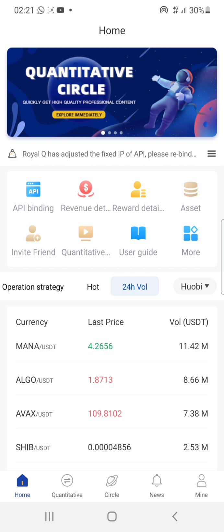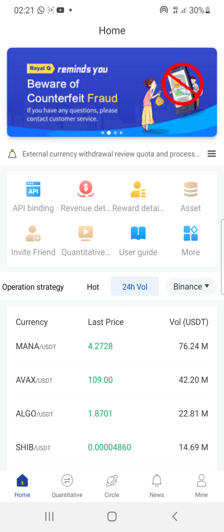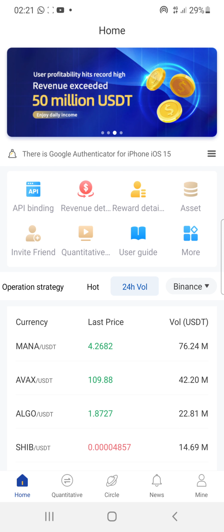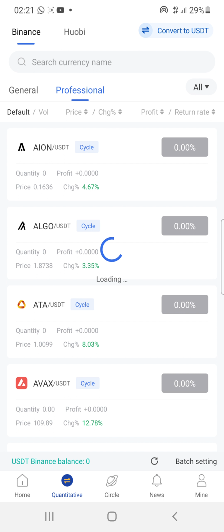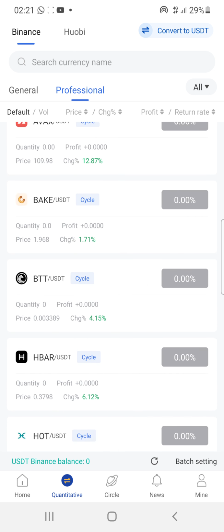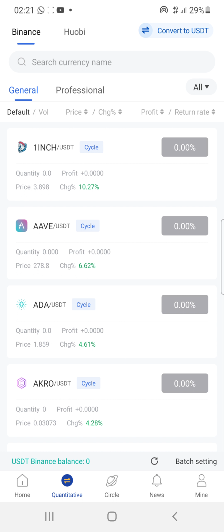Okay, now it can be Hobby or it can be Binance. So you see, you can choose Binance or Hobby, and you see in Binance, Mana has over $76 million. Okay, now down here we have the quantitative. We have coins that are trading both in general and in professional.